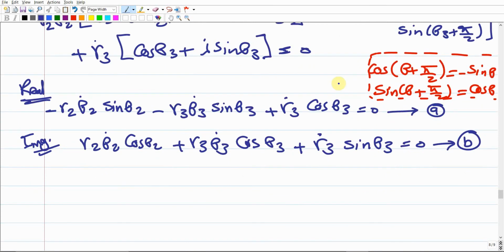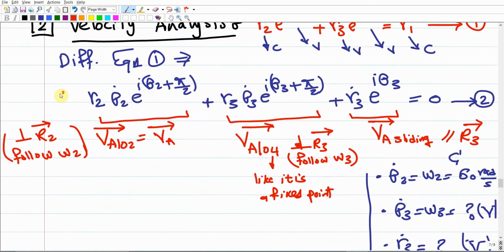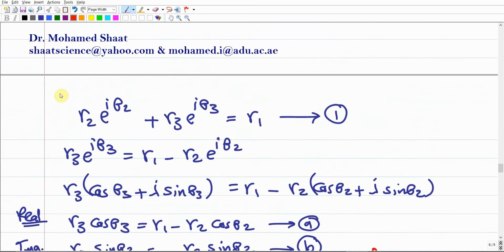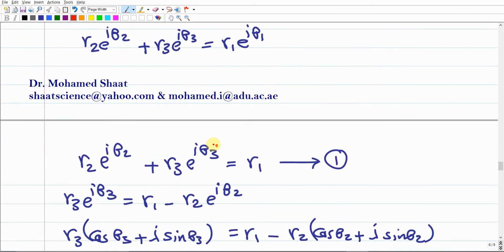So we end up with these equations that should be solved for two unknowns. Let us figure out the given data here. R2, as was given above, is given by how much? 75 and 125 for R1, and 330 for theta 2, as given here.